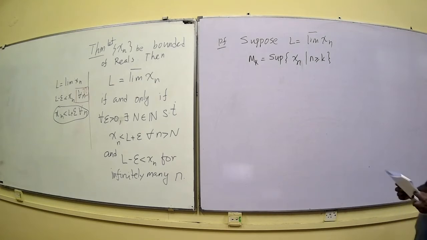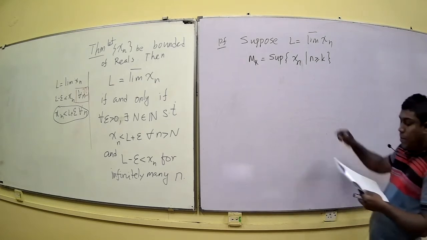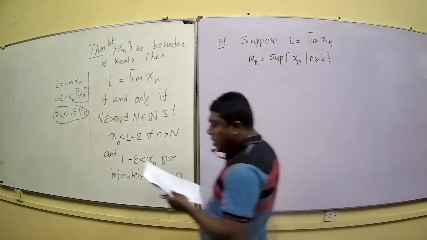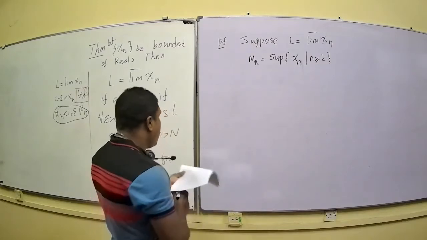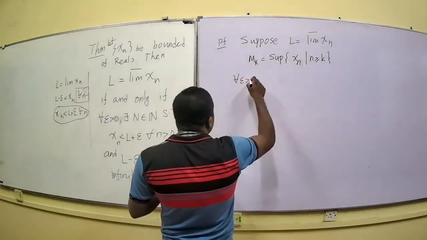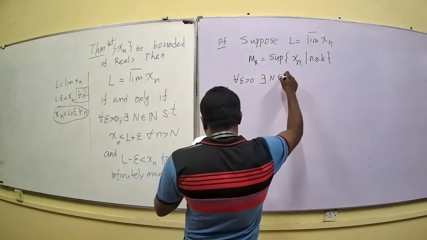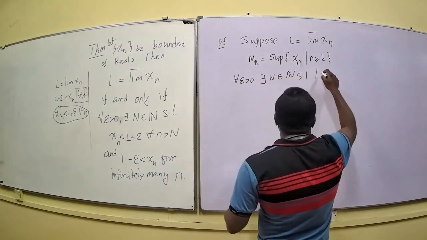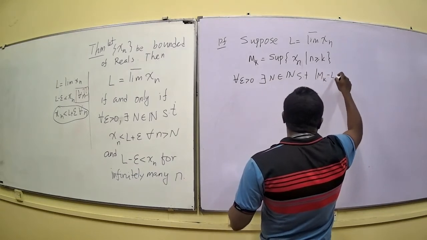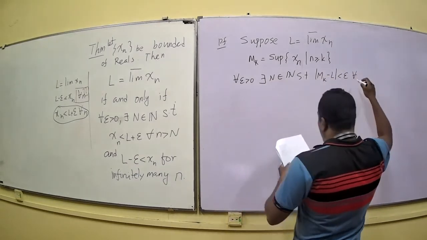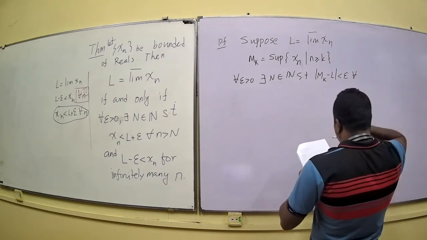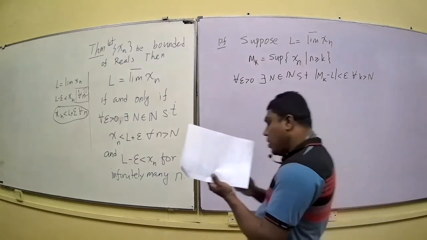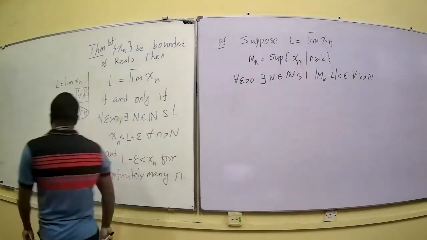Once you define the set, you know that the limit of the supremum Mk is L, right? You all know the definition. So let's write down the definition for that. For every epsilon positive, there exists n in the natural numbers such that the absolute value of Mk minus L is less than epsilon for all k bigger than n, because you are taking the limit of Mk.